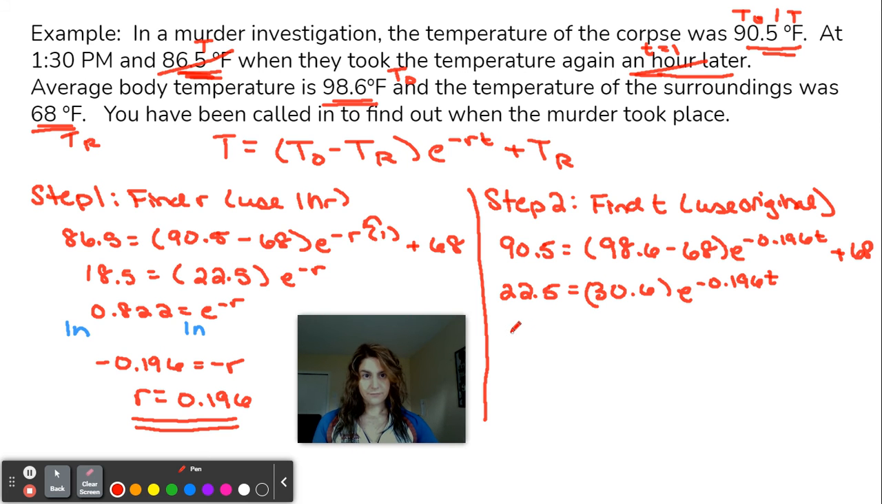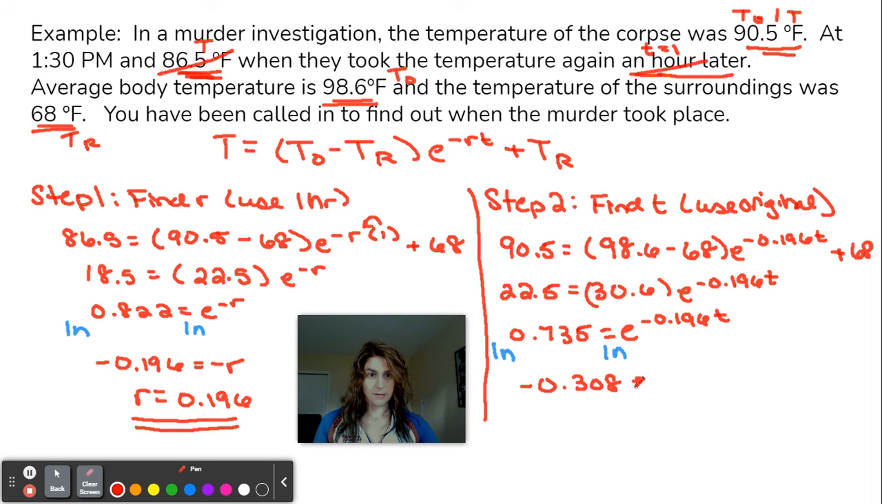Divide that. That gets us 0.735. Again, to get rid of that E, we're going to ln. The ln of this is negative 0.308. Divide. T is about 1.57.